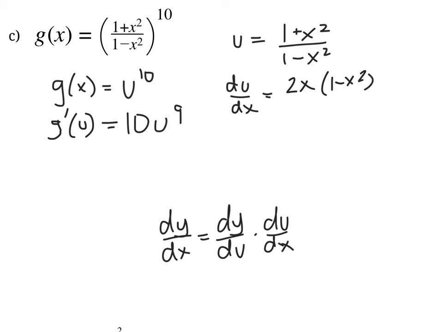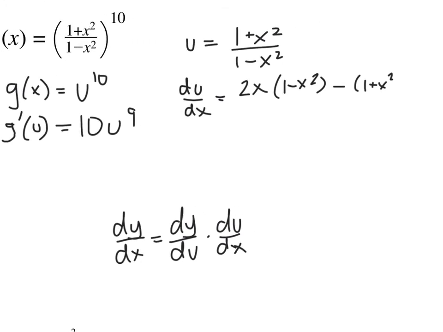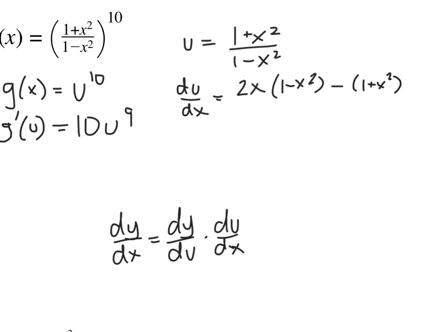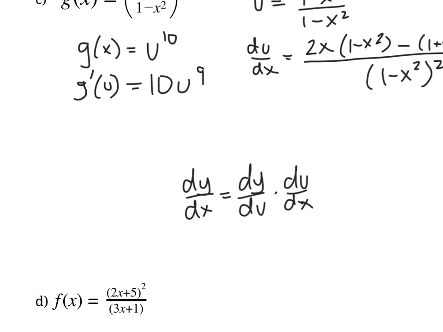Minus the derivative of the bottom, or sorry, the top times the derivative of the bottom. So 1 plus x squared, and I will have to move it over a little bit here, times the derivative of the bottom, which is negative 2x, all over the bottom squared. 1 minus x squared, all squared. Okay, that's not that pretty. Does it really matter though? Well, let's try plugging it in to our equation here.